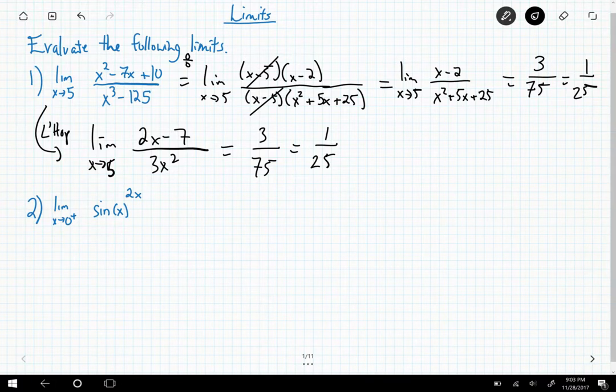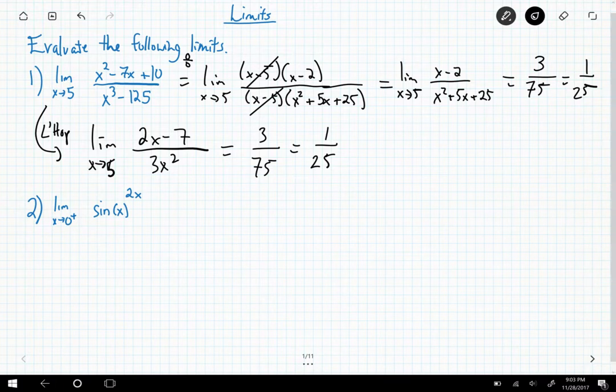And so two different ways to approach the same problem. And you can pick and choose whichever one works for you. A lot of people like L'Hopital's rule, and it does come in handy quite a bit. So just be aware of how to use that thing. Now, moving forward to the next one.